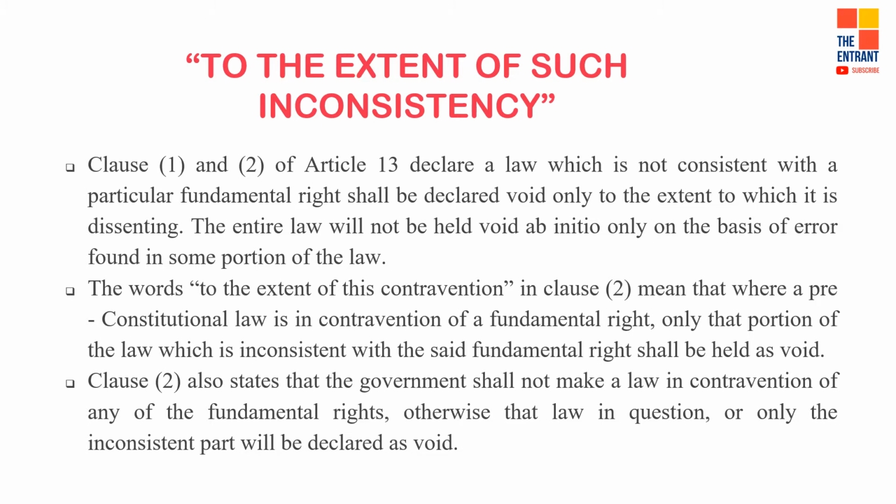The words "to the extent of the contravention" in Clause 2 mean that where a pre-constitutional law is in contravention of a fundamental right, only that portion of the law which is inconsistent with the said fundamental right shall be void. Clause 2 also states that the government shall not make a law in contravention of any of the fundamental rights, otherwise that law in question or only the inconsistent part will be declared as void.